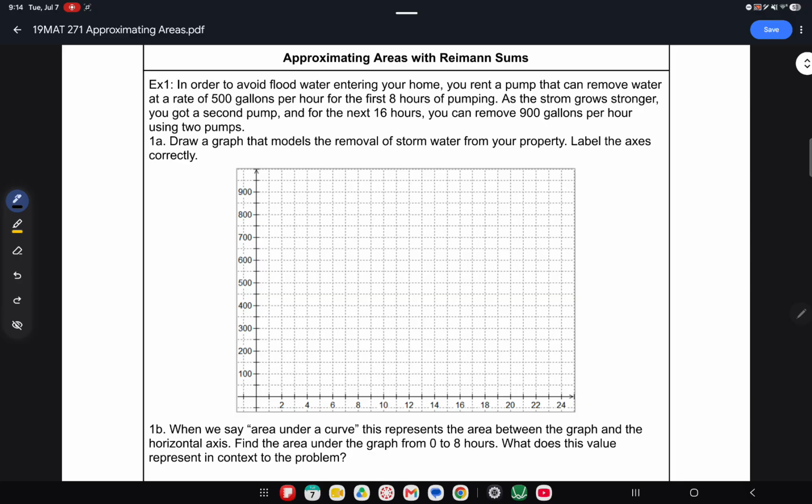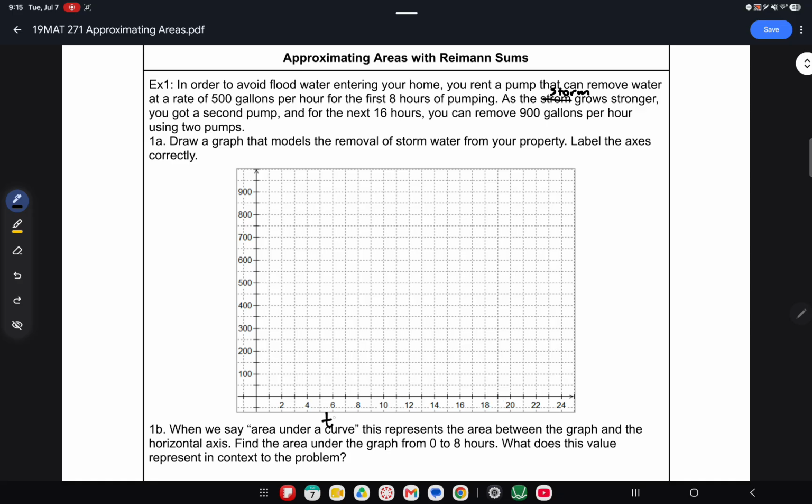So I'm going to do a scenario first here. In order to avoid floodwater entering the house, we have a pump that for the first 8 hours pumps at a rate of 500 gallons per hour. And then the storm, that should say storm, gets stronger. We get a second pump. And for the next 16 hours, we remove 900 gallons per hour. So let's kind of draw a picture of that.